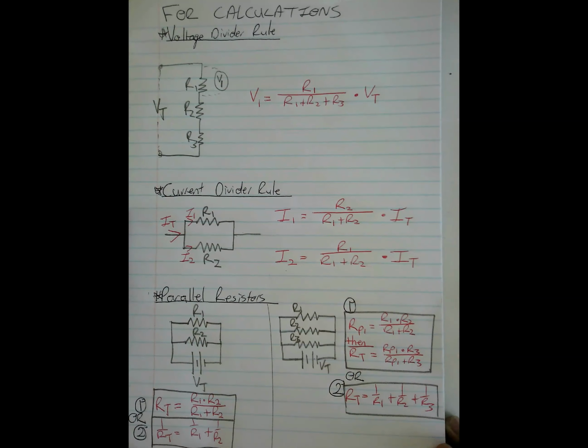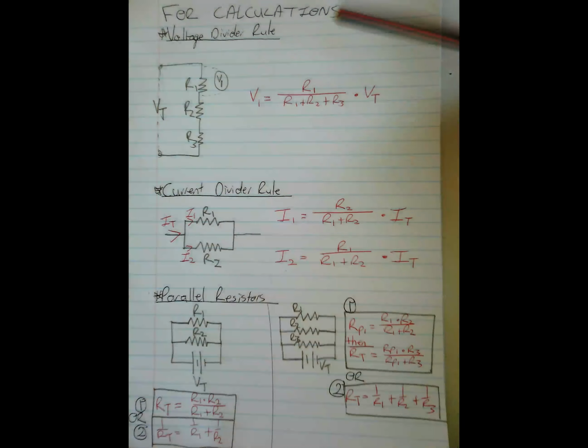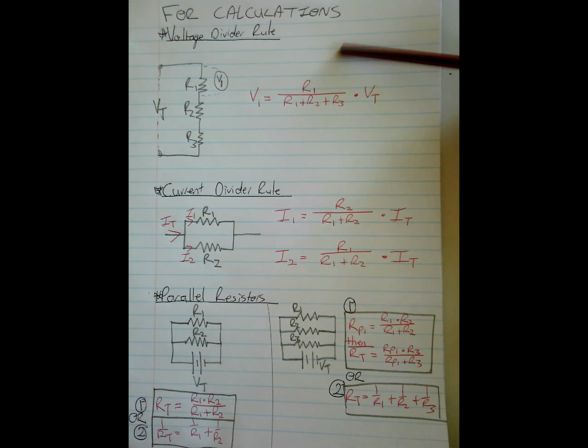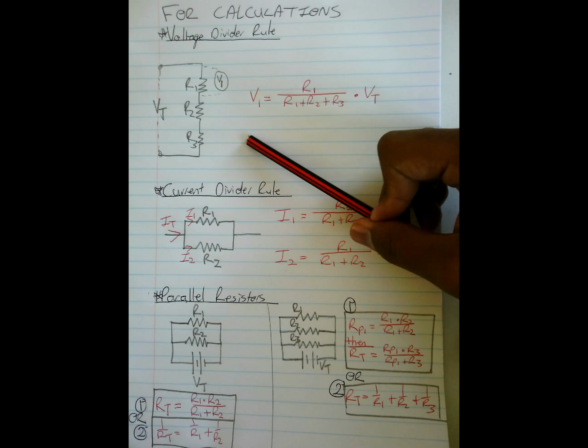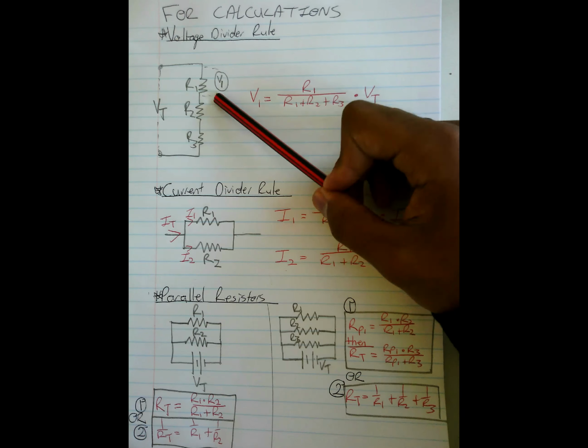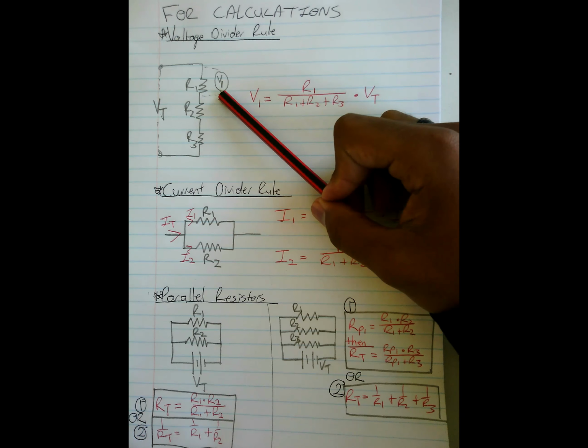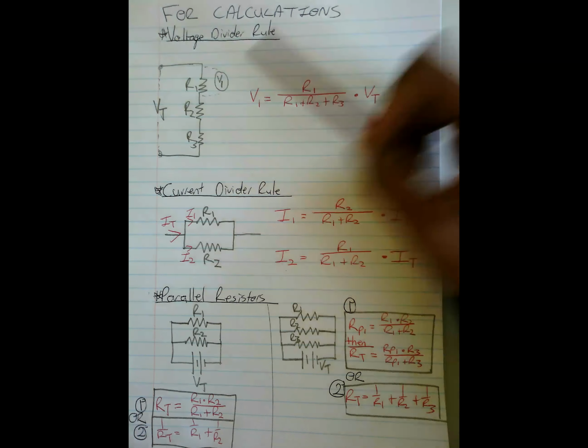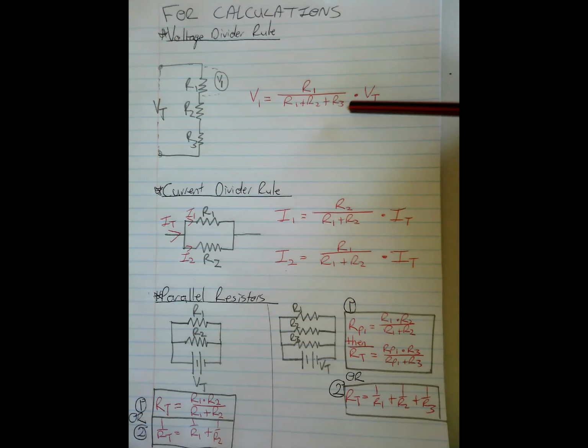Okay, so for calculations, you get your voltage divider rule. This is saying that if you need to get the voltage drop of resistor 1, you can use the voltage divider rule if you have the values of R1, R2, R3 and the total voltage. This is the formula for the voltage divider rule.